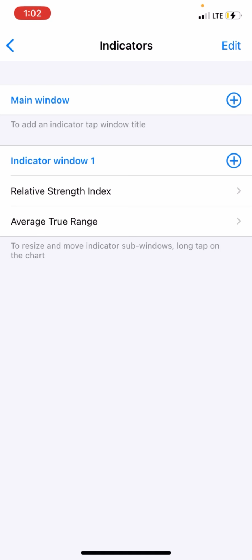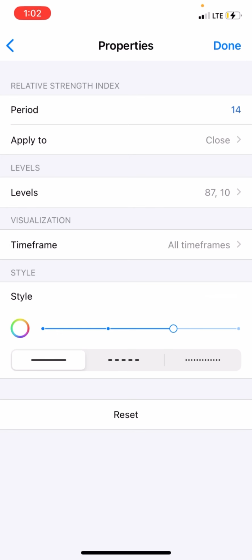When you add your RSI or your average true range, they're going to automatically give you an indicator window. Okay, so the first indicator window is the same window where you add your next indicator as far as this strategy is concerned. So we are going to be adding the RSI first, and it's with the following properties: period 14, apply to close. Levels should be 80 and 10.